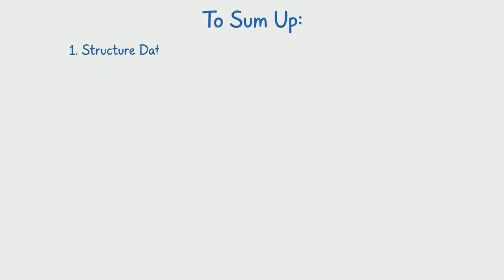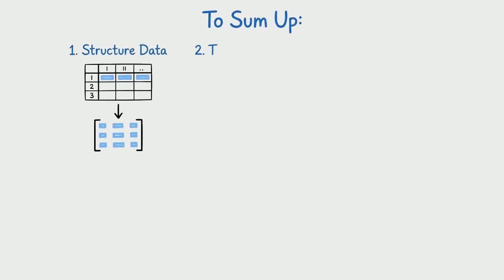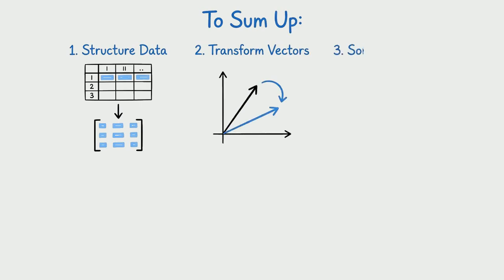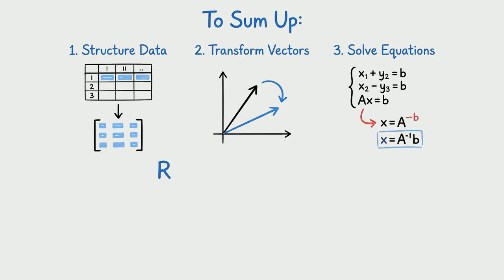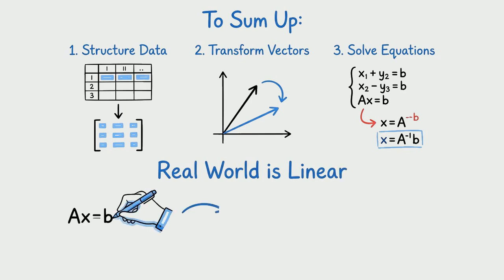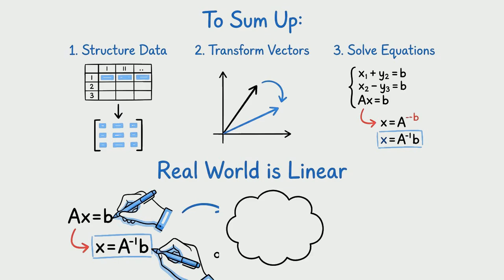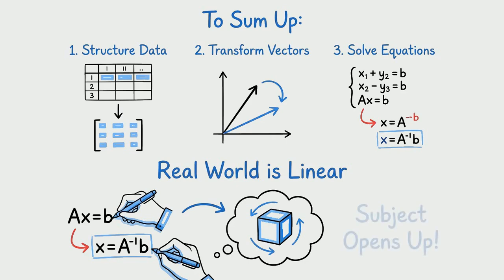So, to sum up, a matrix is a structured way to store data, a tool to transform vectors, and a compact way to solve many equations at once. They're used in almost every technical field because so many real-world systems are linear, or can be approximated that way. If you want to go deeper, try solving a system like AX equals B by hand, or visualize how a matrix rotates a shape in 2 dimensions. Once you start seeing matrices as transformations, not just tables, the whole subject opens up.